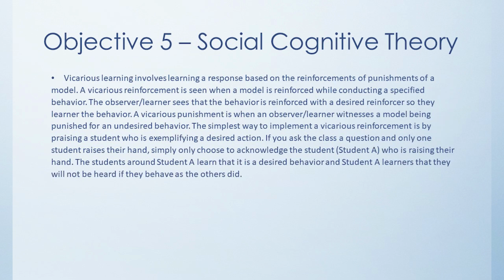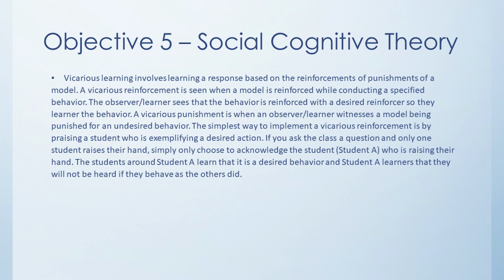The second component to social cognitive theory is vicarious learning. Vicarious learning involves learning a response based on the reinforcements or punishments of a model. The vicarious reinforcement is seen when a model is reinforced by conducting a specified behavior, and the observer sees that behavior is reinforced with the desired reinforcer, so they learn the behavior. A vicarious punishment is when an observer witnesses a model being punished for an undesired behavior.